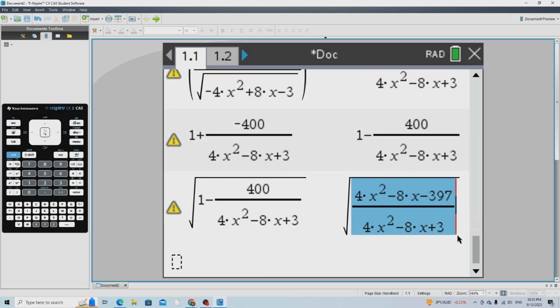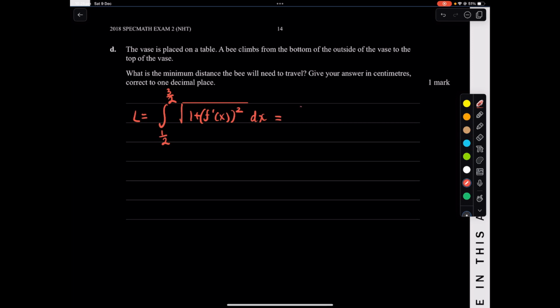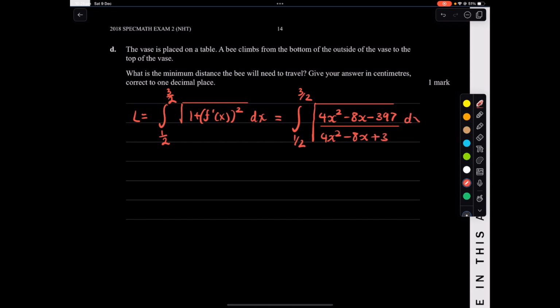Enter, and we get this expression. Pretty much that's it. We've just got the expression using our CAS. So let's write down, which is just equal to the integral from a half to 3 on 2, the integral of 4x squared minus 8x minus 397 all over 4x squared minus 8x plus 3 dx.